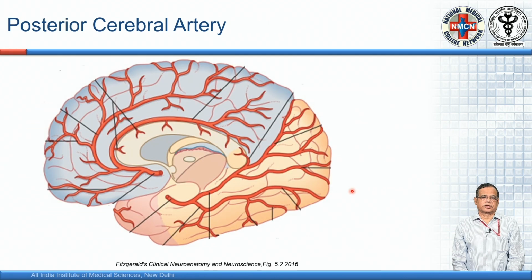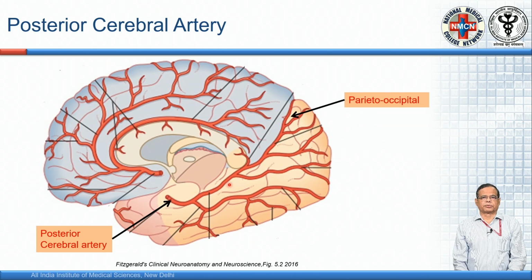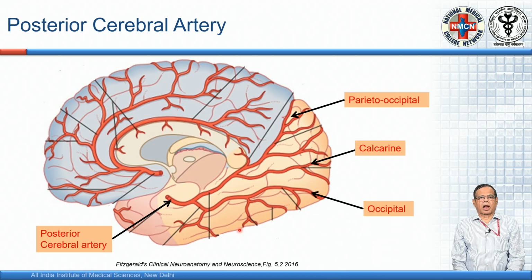The posterior cerebral artery, after taking origin from the basilar artery, lies on the superior surface of the pons, then it comes towards the medial surface of the occipital lobe. Then it gives branches to the occipital lobe. It lies in the parieto-occipital sulcus and calcarine sulcus, and it gives branches parieto-occipital, calcarine, the occipital branch, and the most of the medial part of the occipital lobe and the inferior surface of the temporal lobe are supplied by the branches of the posterior cerebral artery.